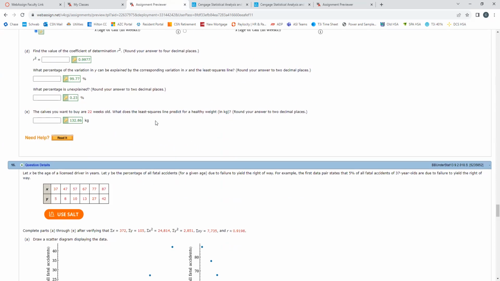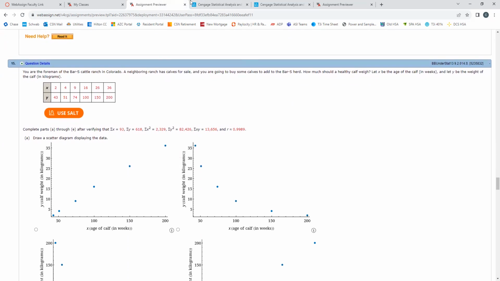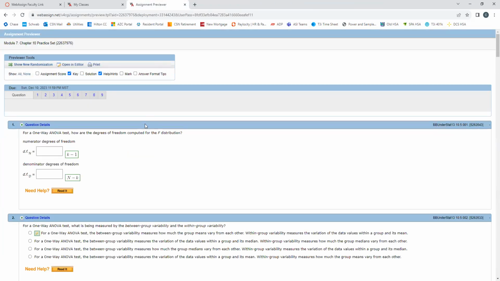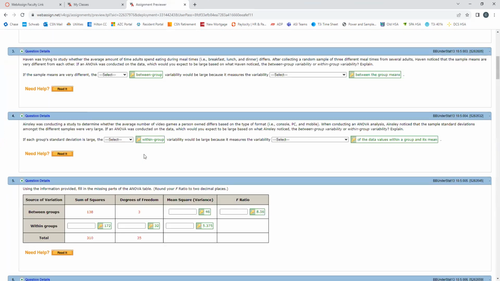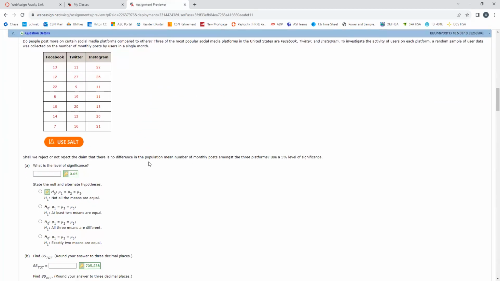So that's how we can use the SALT tool to help us figure out and do assignments for the first homework assignment that we have this week. So now let's take a look at the ANOVA aspect. This is the chapter 10 assignment that we have. So if we take a look at that and we go through, let's go down here.